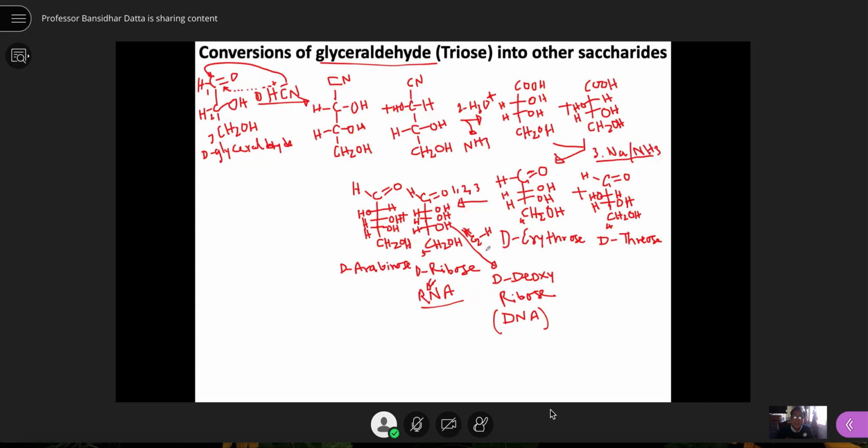Configuration means the arrangement of atoms or groups in space. So, the configuration of carbon number 2: in ribose, carbon number 2 has a hydroxyl group, and in deoxyribose, carbon number 2 has a hydrogen. Oxygen is not there. That's the difference between these two. So you must remember the structure of D-ribose and deoxyribose. It will be on the test, one way or another.